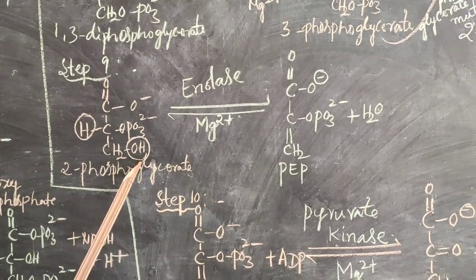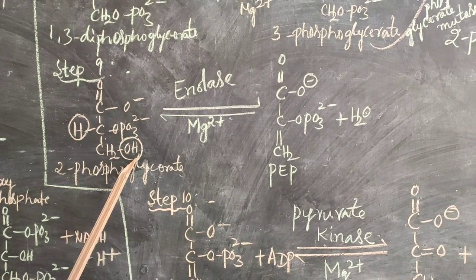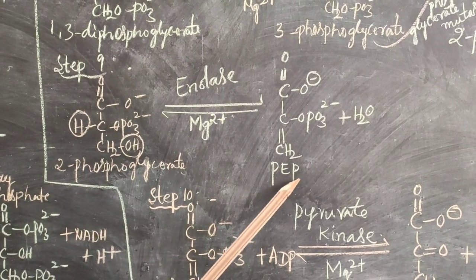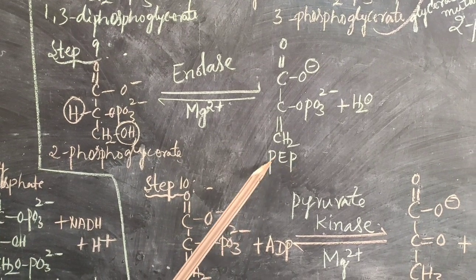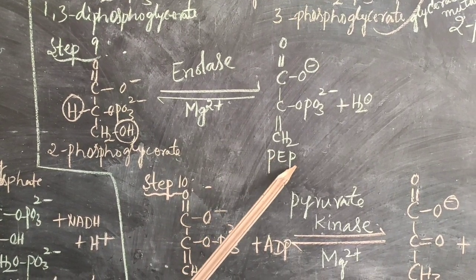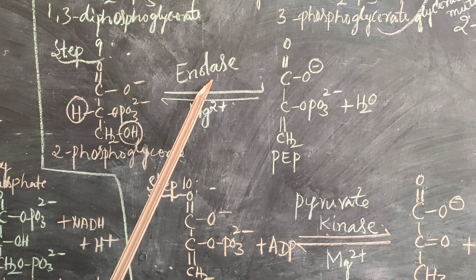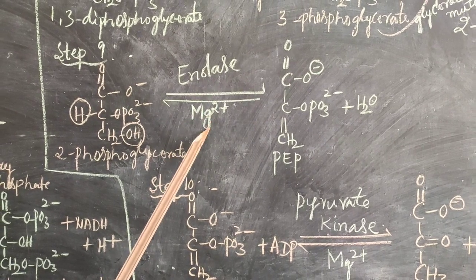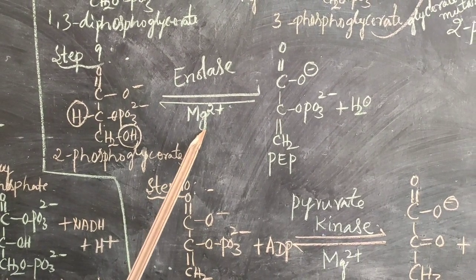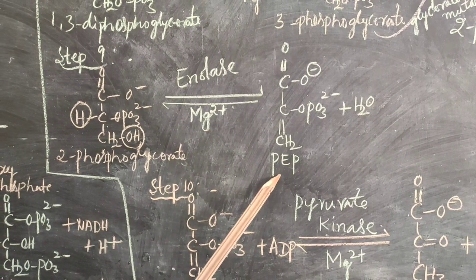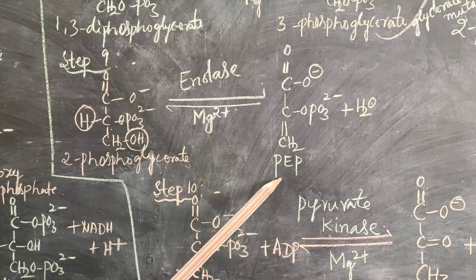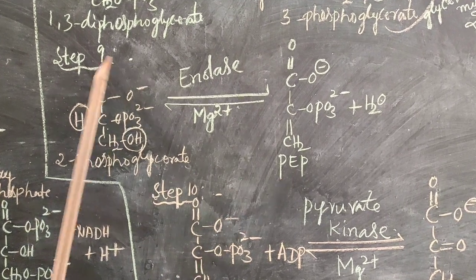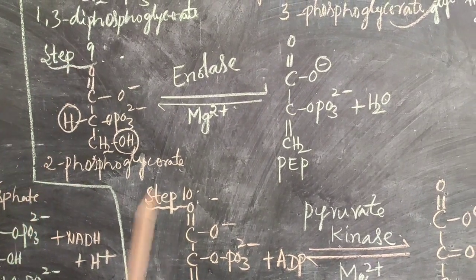And in the next step of glycolysis, step number 9, 2-phosphoglycerate gets dehydrated. It loses a molecule of water, H and OH, to form another high energy compound, phosphoenolpyruvate, that is PEP, with the help of the enzyme enolase, which requires Mg2+ as an activator. So this is another high energy compound similar to 1,3-diphosphoglycerate, phosphoenolpyruvate. That is step number 9 of glycolysis.